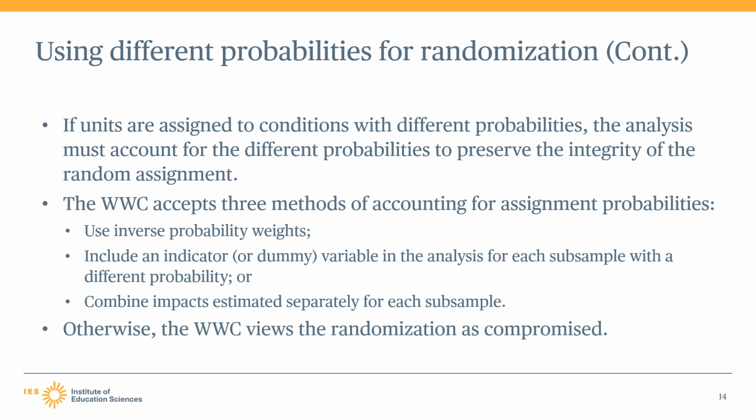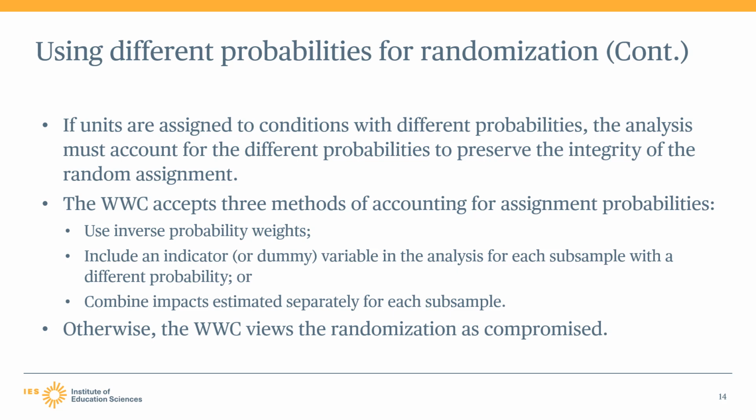Studies can account for different probabilities in one of three ways. First, they can use inverse probability weights by applying weighting methods to rebalance the intervention and comparison groups. Second, they could use an indicator variable, also called a dummy variable, in the analysis for each sample. In our AYP example, the researchers could use this method by including an indicator for AYP status. This basically signals in the analysis which schools are making AYP and which are not making AYP.